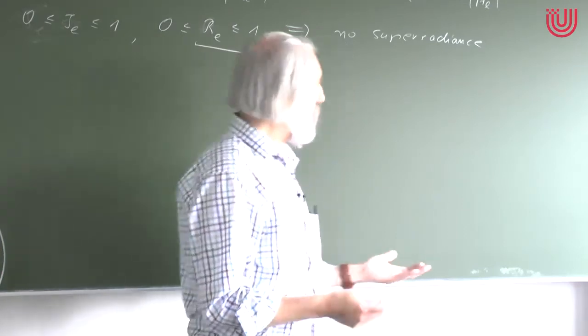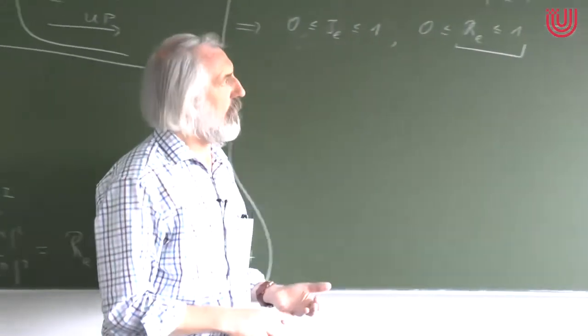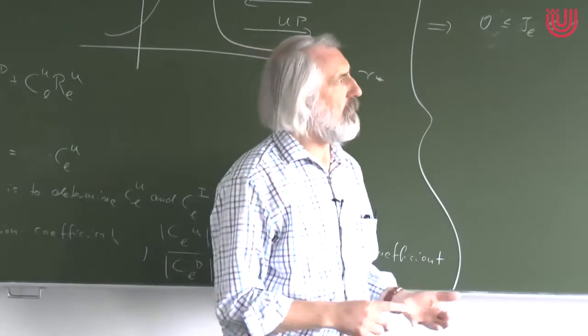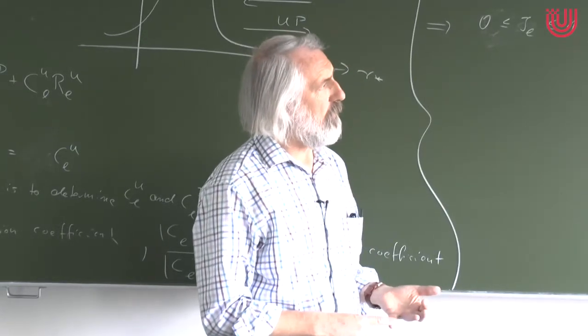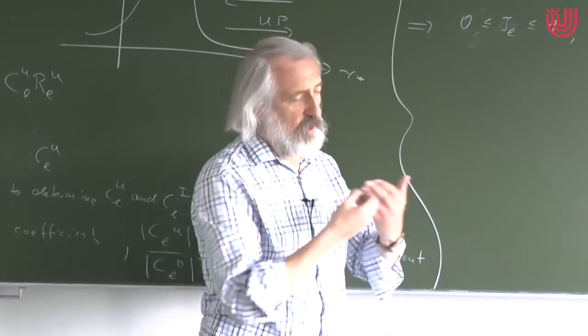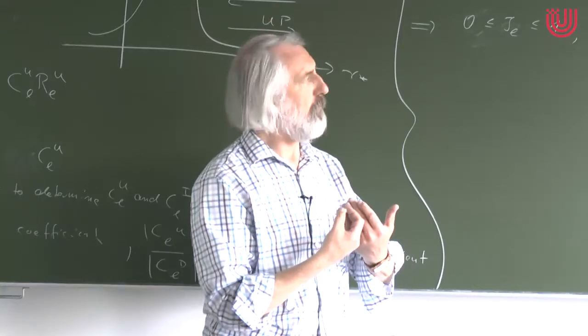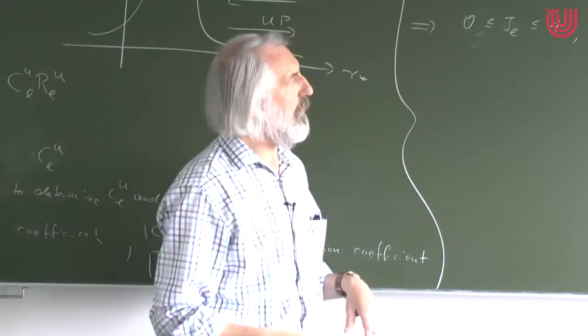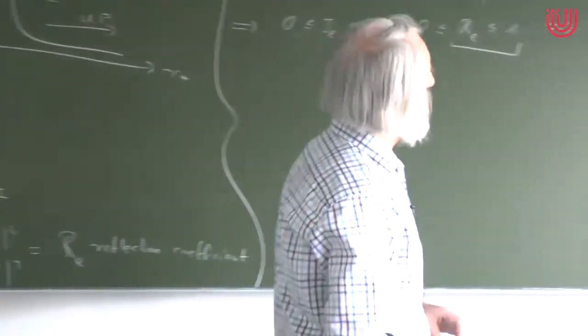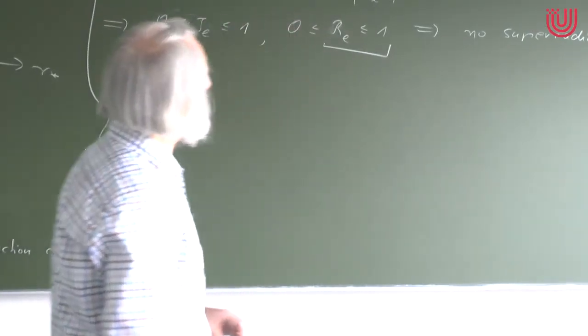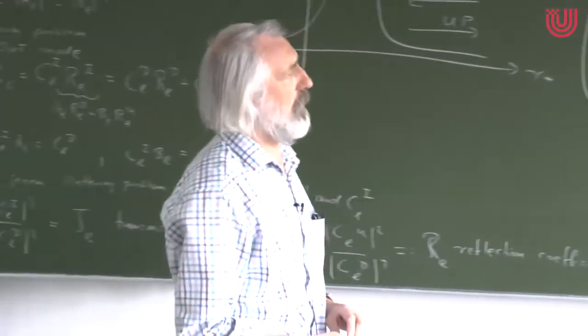You can construct something similar to the Penrose process with charged particles, then it's called the Christodoulou-Ruffini process, and you can extract energy from a charged black hole by throwing charged particles into it. And there's also an analog at the level of waves for this. So also charged black holes can have superradiance.